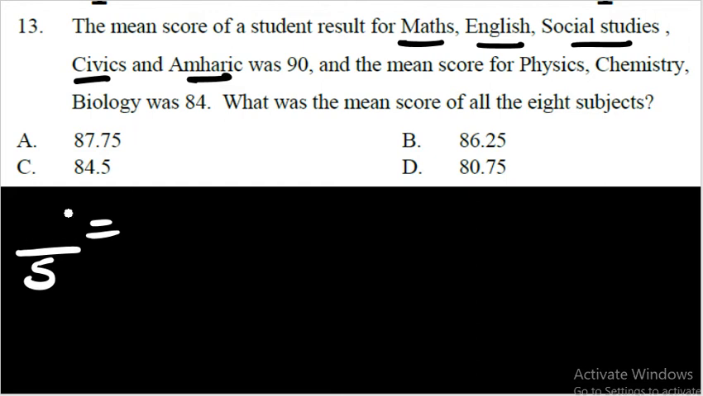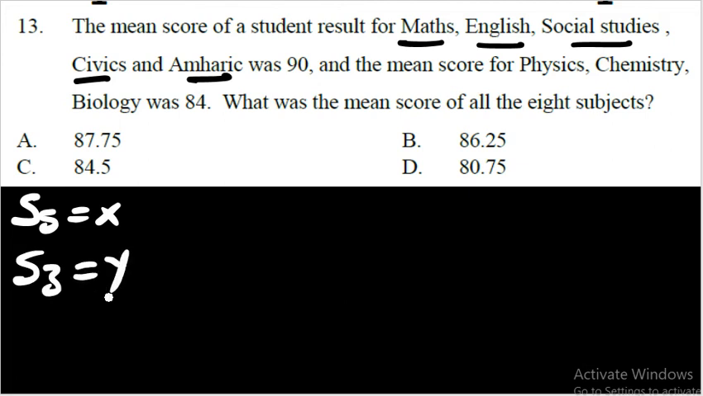So what do I say? Let me represent the sum of 5 by x. I can say the sum of the 5 is x. And the other 3 subjects, physics, chemistry, and biology, let's say the sum of the 3 will be y. Now what's given to you? x over 5 is given to you as 90. The mean of the 5 subjects means the sum of 5 divided by 5. The sum of 5 we represented already by x.